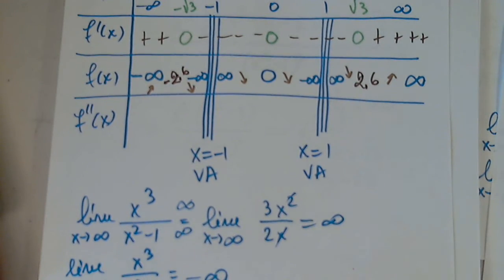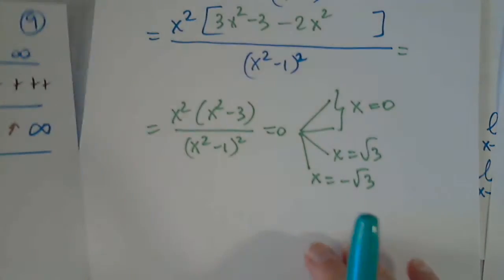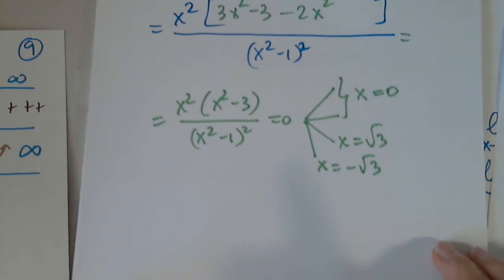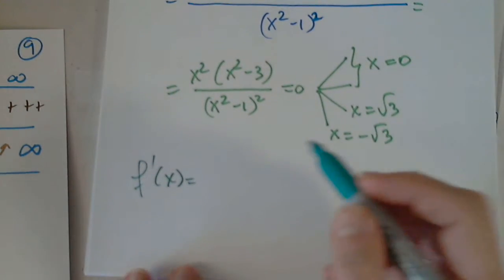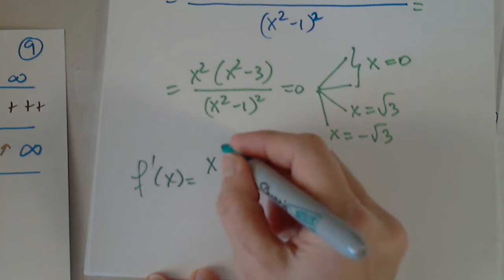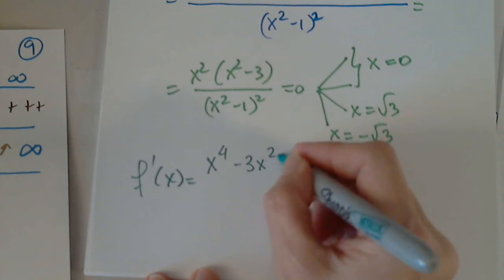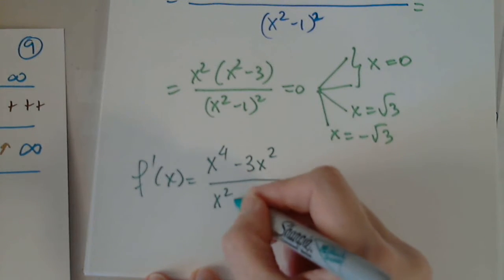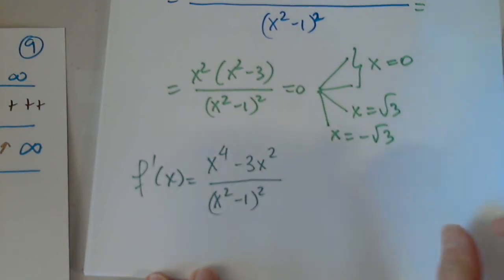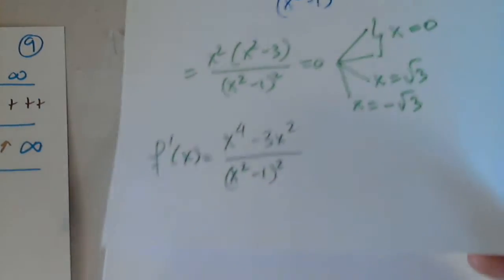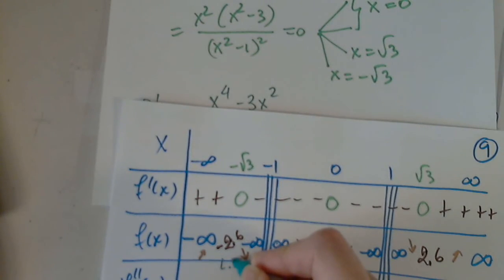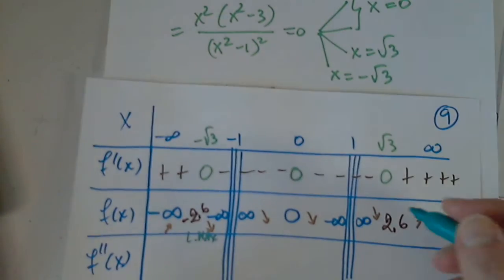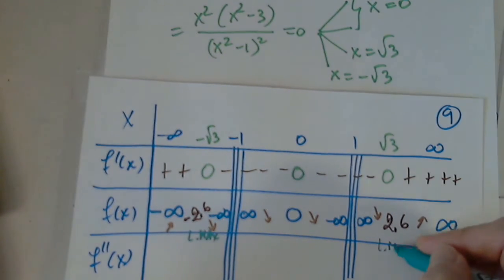A sigh of relief on my part, but now I have to struggle with the second derivative, which is awful. But I'm going to write my first derivative as x to the fourth minus 3x squared over x squared minus 1 squared. By the way, this is a local max, and this is a local min.